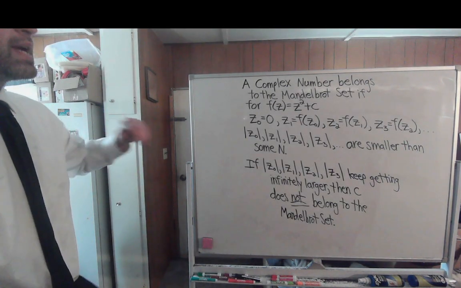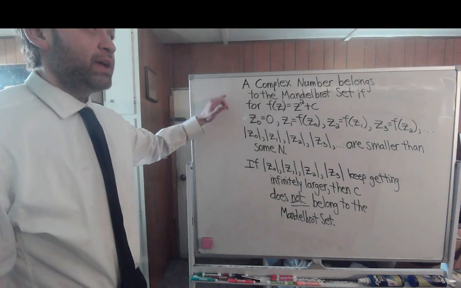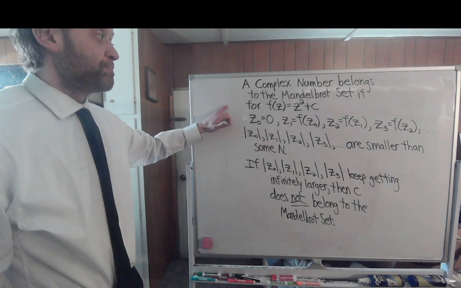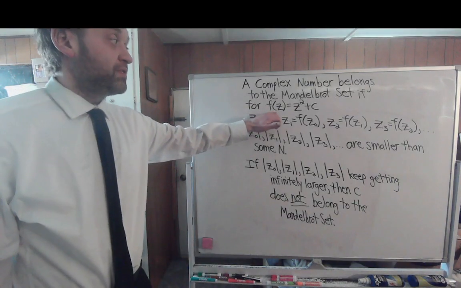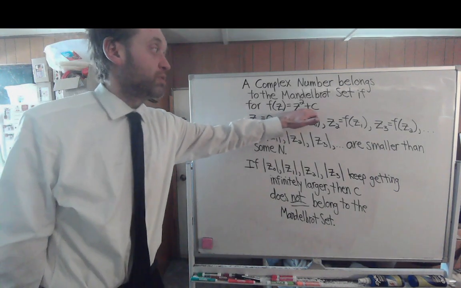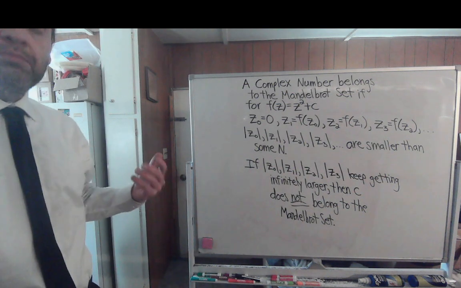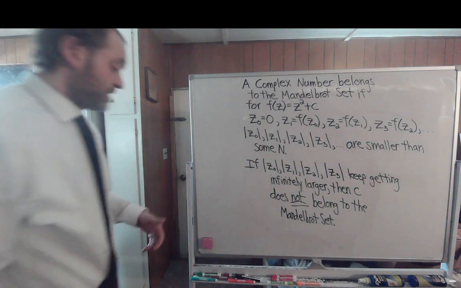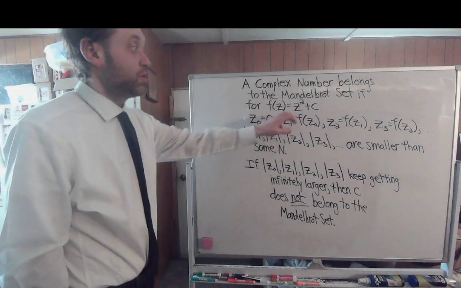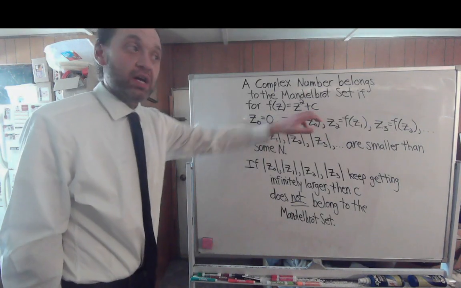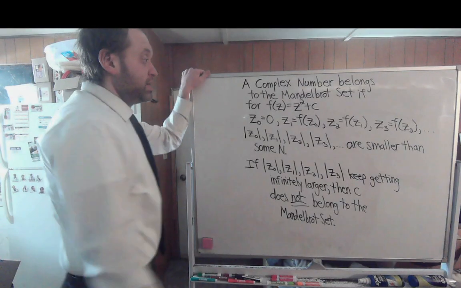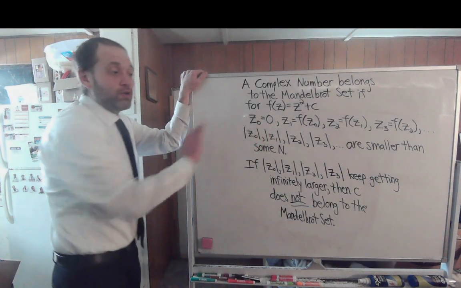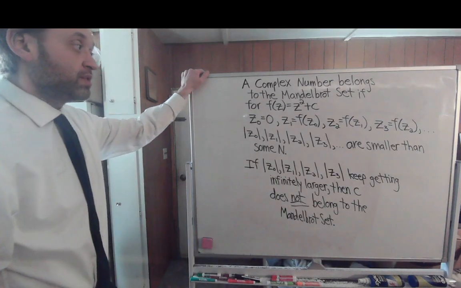So a complex number belongs to the Mandelbrot set if you have some function f of z equal to z squared plus c. That c is some complex number. That c is your complex number, so it'll always be z squared plus your complex number. Z sub 0 is always 0. It's just always 0, so that'll make your life easier.